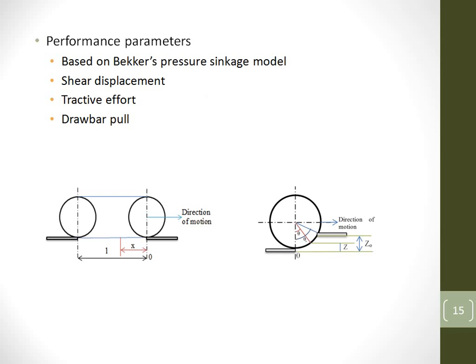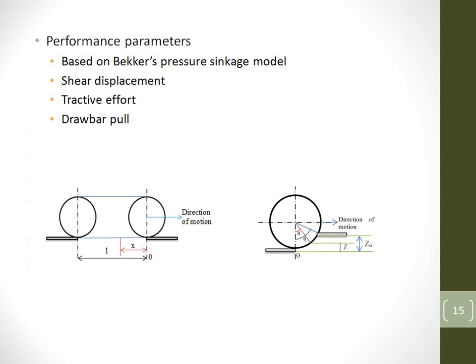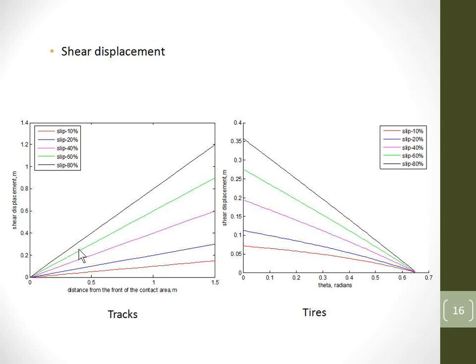And moving on to the performance parameters, these were calculated based on Bekker's pressure sinkage model. And these were three elements: shear displacement, tractive effort, and the drawbar pull. So the shear displacement, if you can see here, this is the point at which the vehicle comes in contact with the soil, and the displacement is the least there, and this is the point where the displacement is maximum. So that is what is seen here, and it's the same for the tires as well.